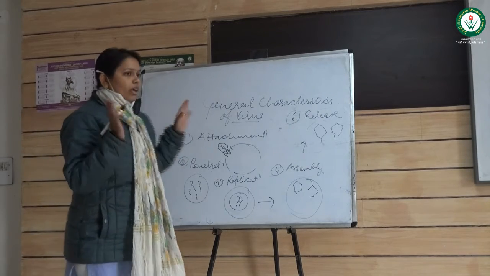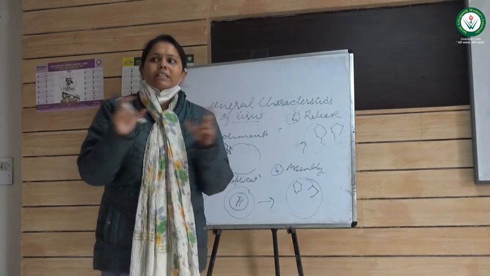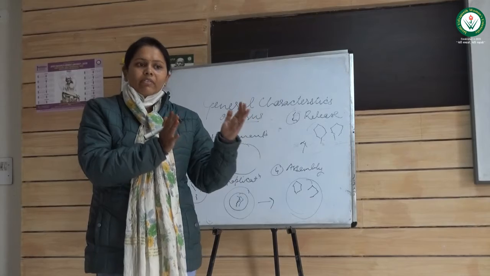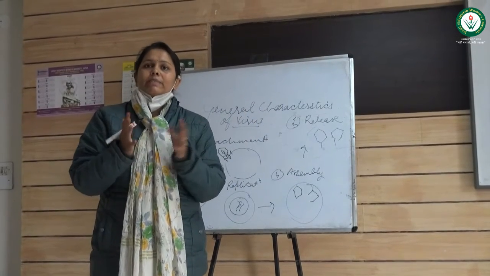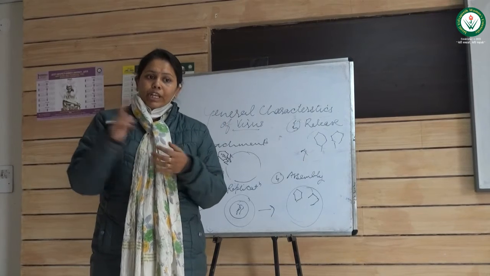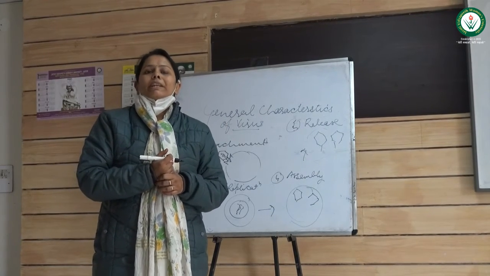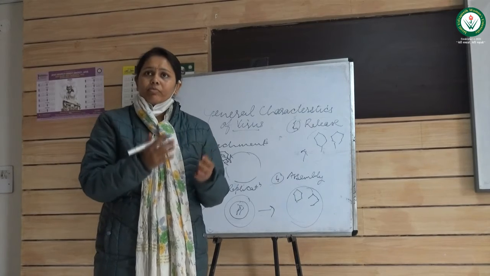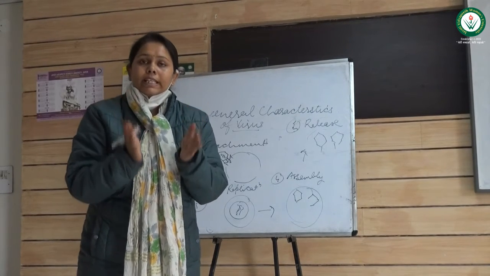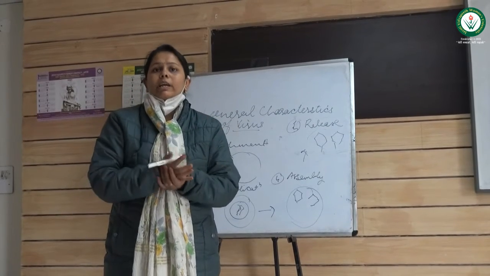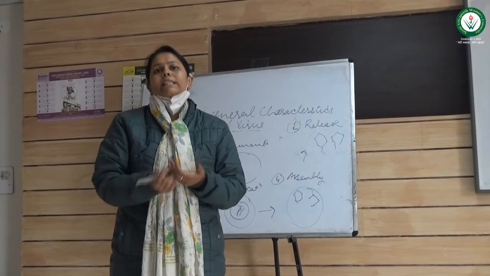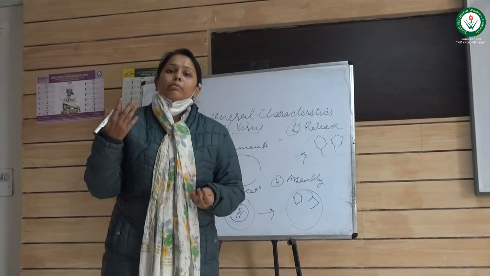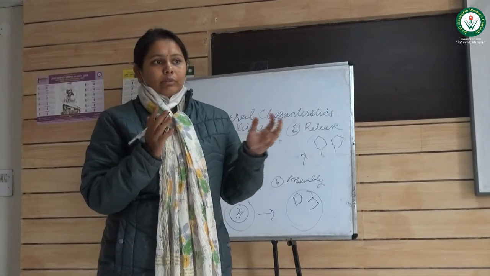And one more term: viroids and prions should also be understood. Viroids look like a virus but are not exactly viruses. Prions are proteins. A virus contains a protein coat around it, which is called the capsid, and every unit of that capsid is called a capsomere. Viruses may also have an envelope around them, which enhances their virulence.